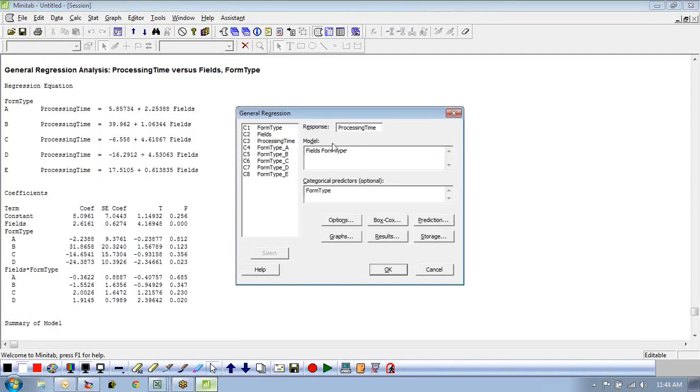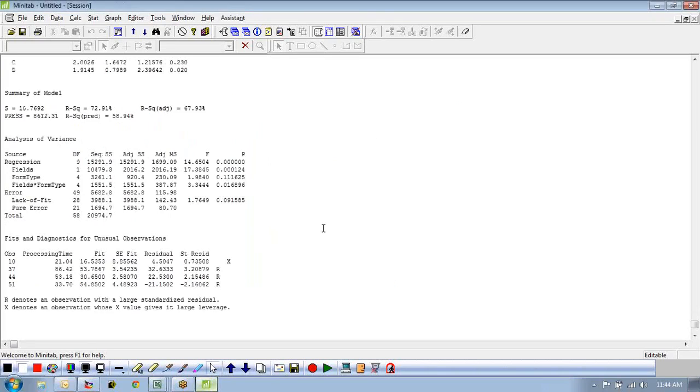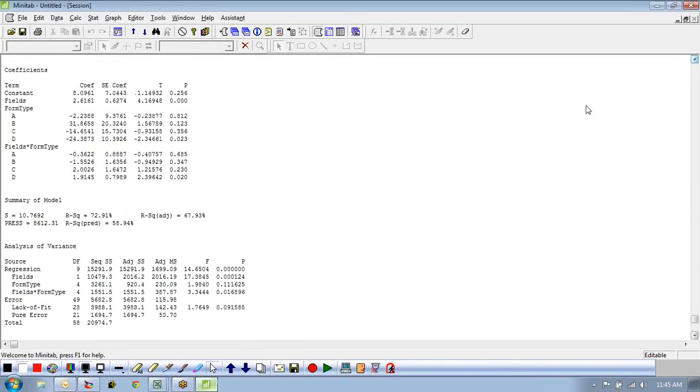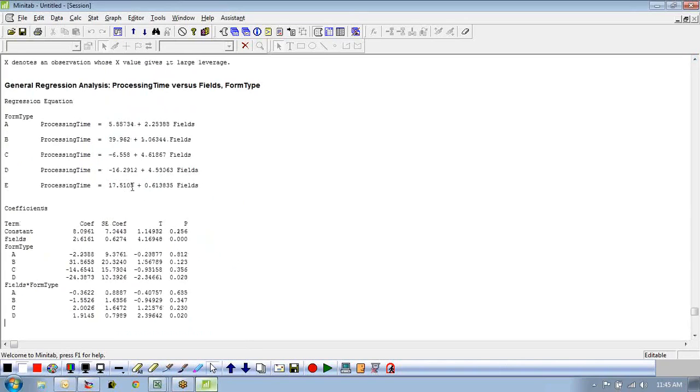Okay, now however, this just keeps them all separate. However, if I put in an interaction between the two, and I'm going to do that now, fields times form type, which is just the way that you indicate an interaction, we'll look at them all separately, and hit the OK button. It actually does it all separately, fitting a different equation for each one. And you'll see now it does. It fits different slopes for A, B, C, D, and E.